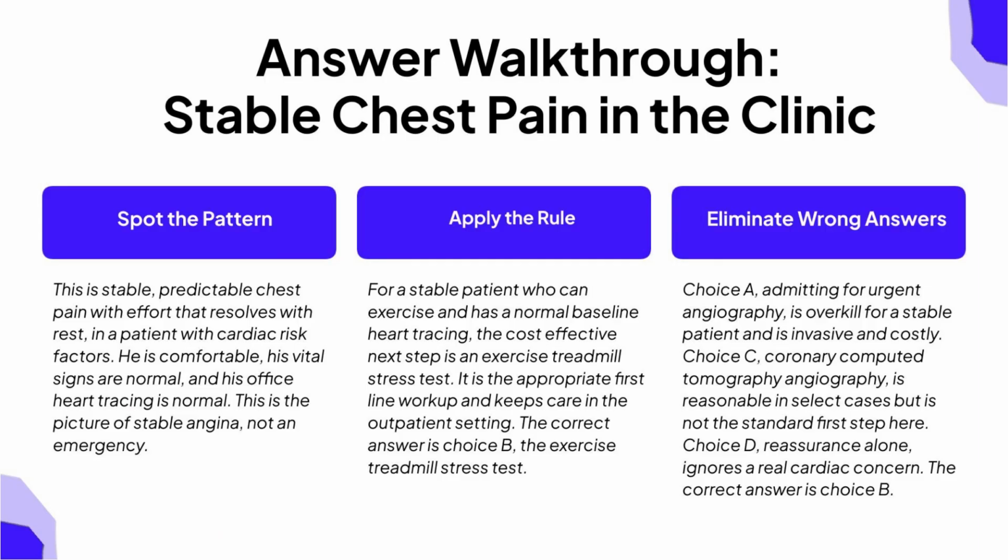Let us break this down. First, spot the pattern. Stable, predictable chest pain with effort that resolves with rest in a patient with cardiac risk factors and a normal office tracing is stable angina, not an emergency. Second, apply the rule. For a stable patient who can exercise with a normal baseline tracing, the cost-effective next step is an exercise treadmill stress test. Choice A, urgent angiography, is overkill. Choice C is not the standard first step. Choice D dismisses a real concern. The answer is choice B.